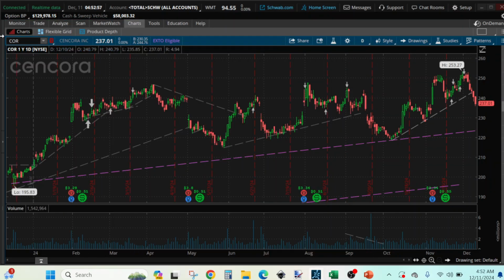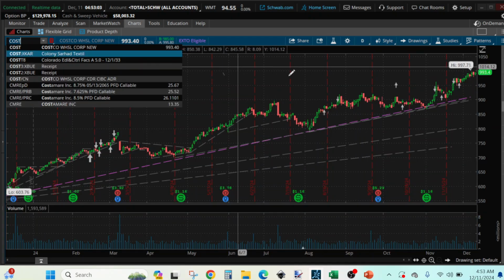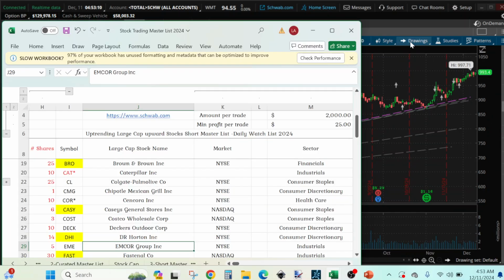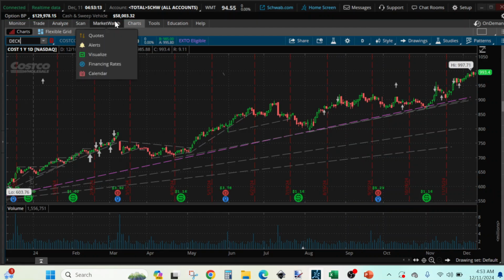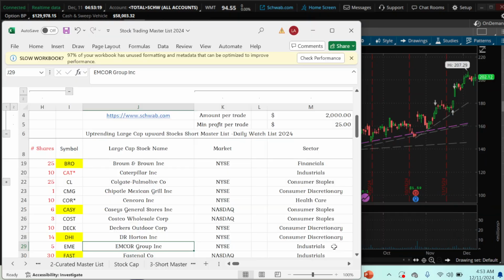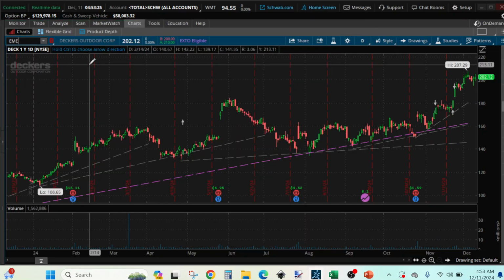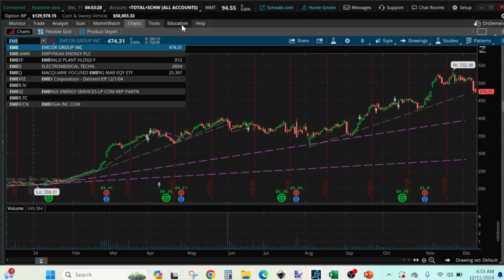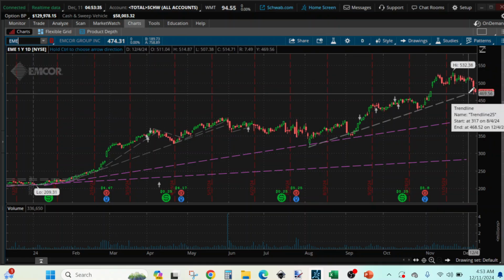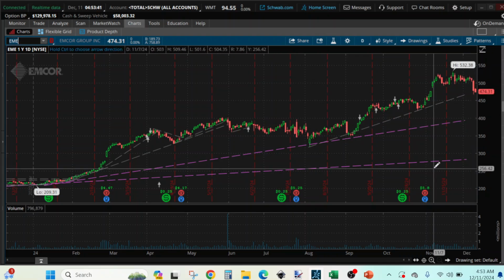cost, so cost is high compared to the line we like to buy it on, so that's fine. DECK is far from the line we like to buy it on. EME. So EME is on a descent. I don't know if it's using this as a support to start going back up, but we prefer to buy it on this line, so we are going to wait on it.